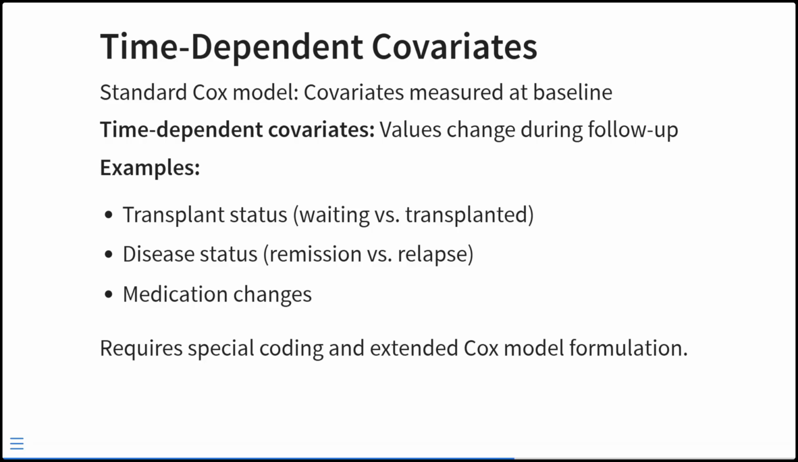Now, time-dependent covariates. In the standard Cox model, covariates are usually measured at baseline. For time-dependent covariates, values usually change during follow-up. For example, transplant status, waiting versus transplanted, is a time-dependent covariate. Disease status, remission versus relapse, is also time-dependent. Medication changes are too. Time-dependent covariates usually require special coding and an extended Cox model formulation.